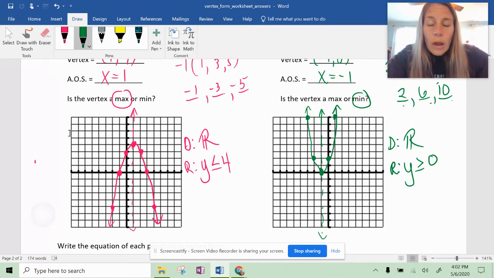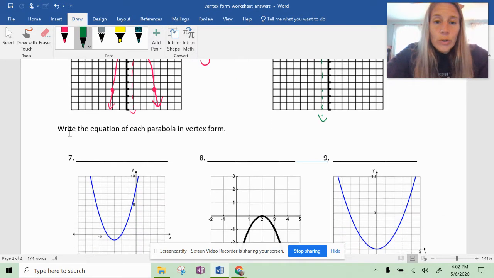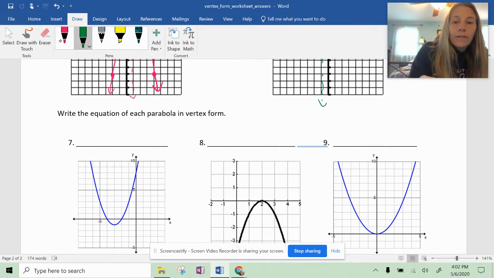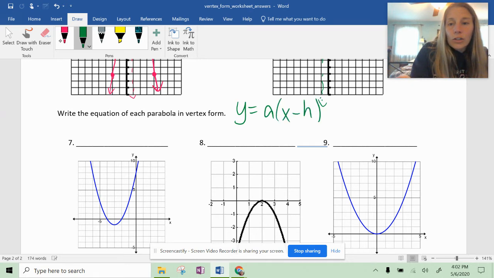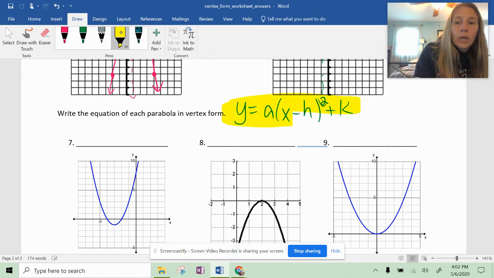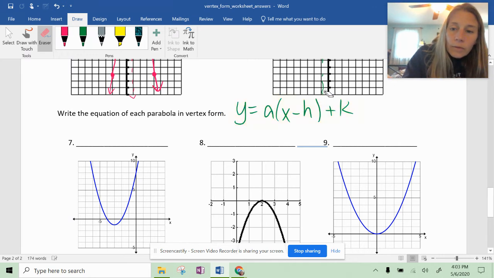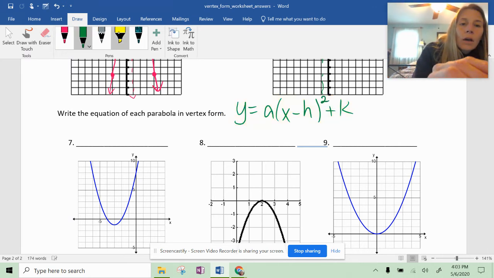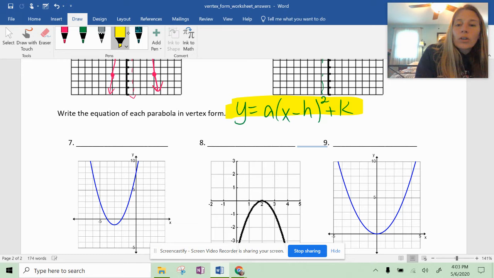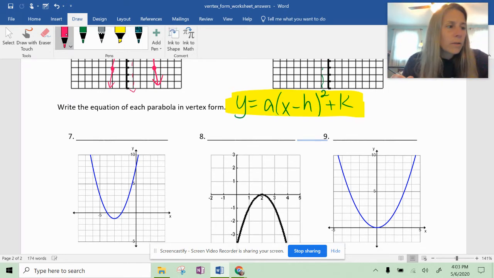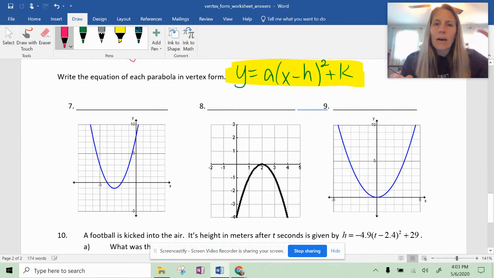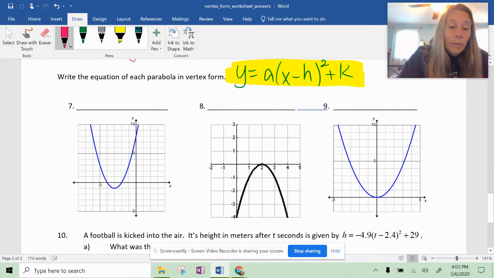So now the next 3 problems, we're just going to go in reverse. So again, just as a little refresher, the equation is a times x minus h squared plus k, right? So that's our vertex form. So we need to put our answers in that form. And so we're just going to get the information off the graph. So the h and the k is the first thing you want to get off the graph, which is fairly simple if you can identify the vertex, but the a value can be a little tricky, and that's why I showed you that graphing pattern.